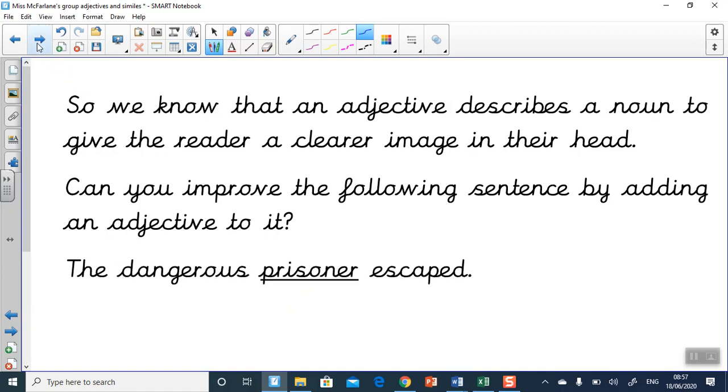Okay, so I've identified my noun as prisoner, because prisoner is a person. So in order to describe my prisoner, I've thought about what they might be like. So I've used the adjective dangerous. So the dangerous prisoner escaped. Well done if you identified your noun as prisoner and added an adjective.